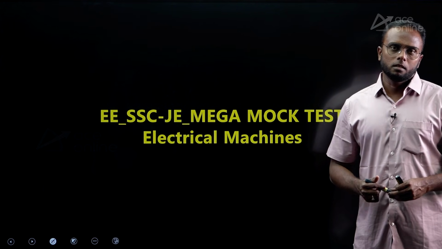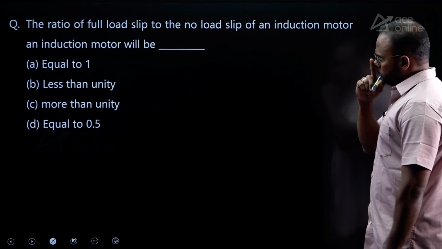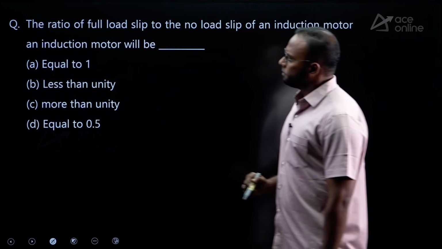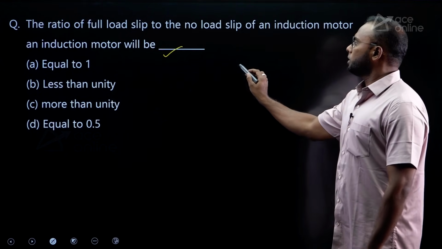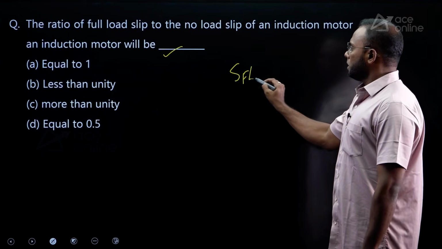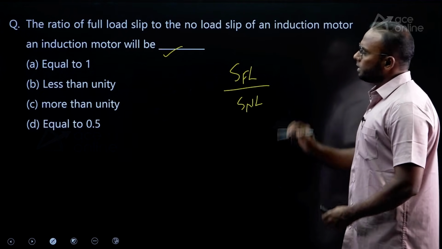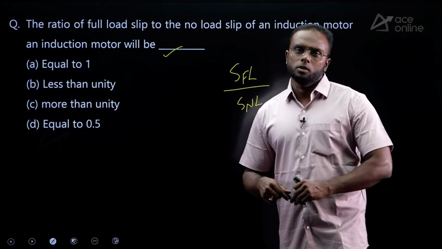Hello everyone, let's see the questions from electrical machines here. See, the first question is, the ratio of full load slip to the no load slip of an induction motor will be dash. The ratio of full load slip S_FL to the no load slip S_NL. So what is this ratio approximately? From the options, it is less than 1, more than 1, unity like this.